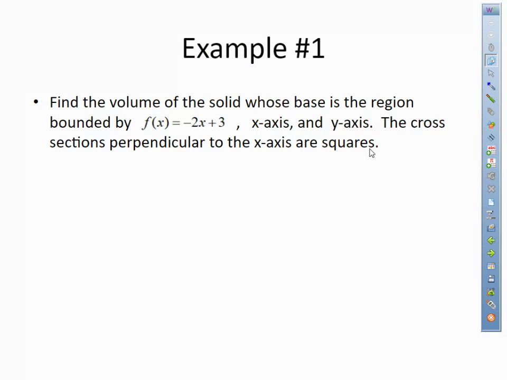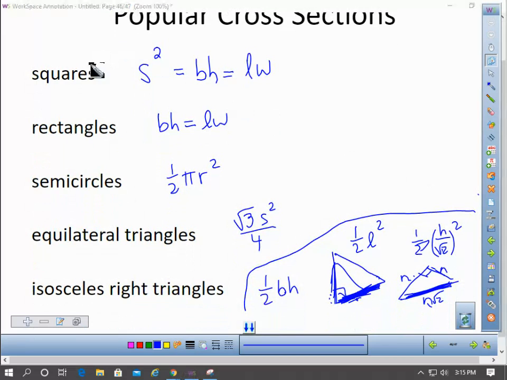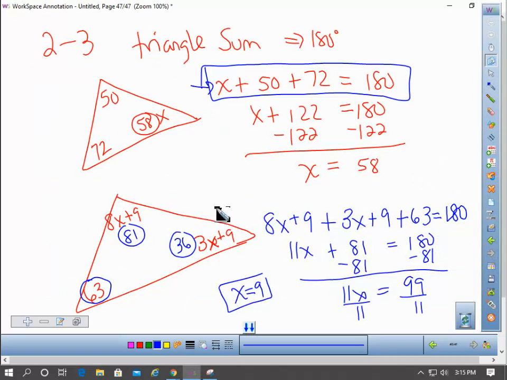So all you do when you do cross sections is you integrate the area formula of what you're building. And I put those in order of popularity. Okay, the order that I just listed those are in order of popularity. They really like squares, rectangles, and semicircles. They love those. Then they are okay with equilateral triangles, and then every now and then you see an isosceles right triangle, but not a whole lot. All right, so those were in order of popularity.